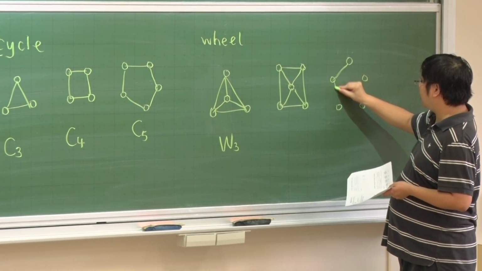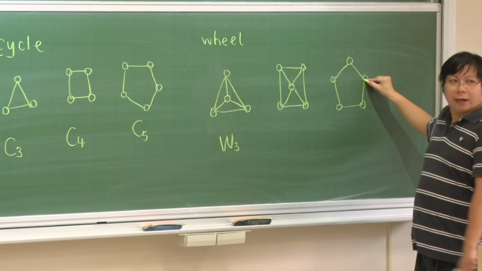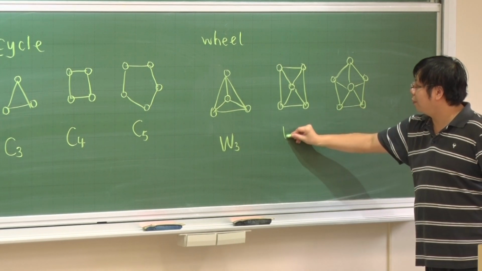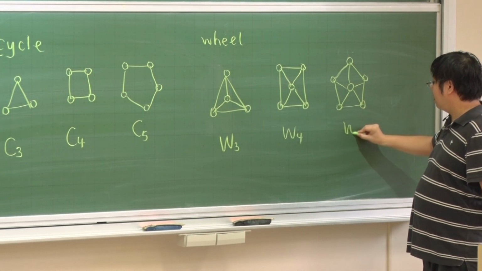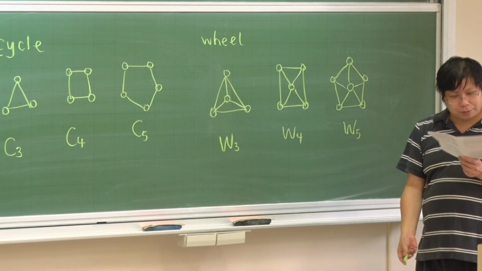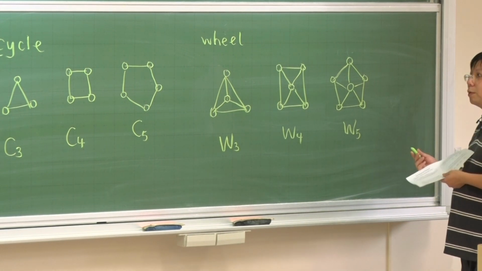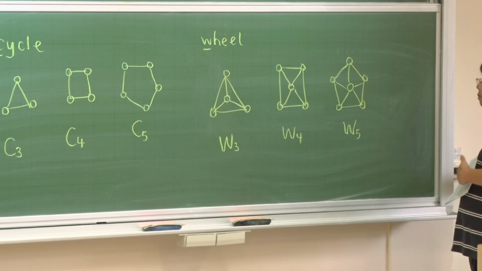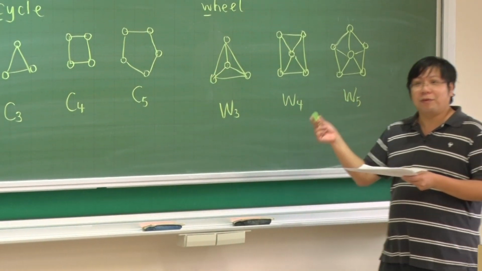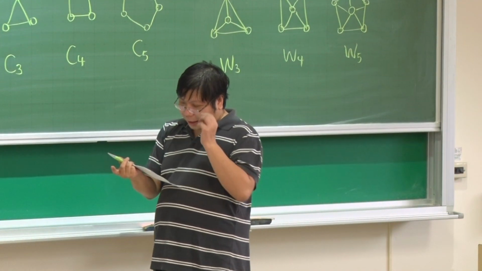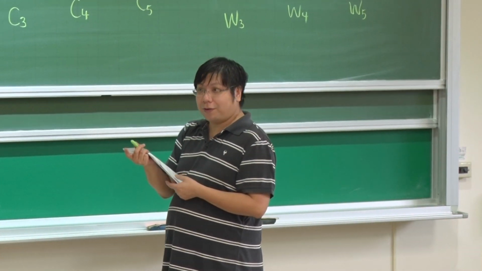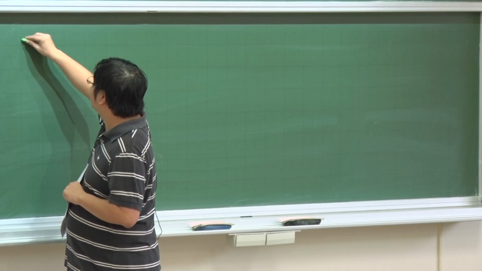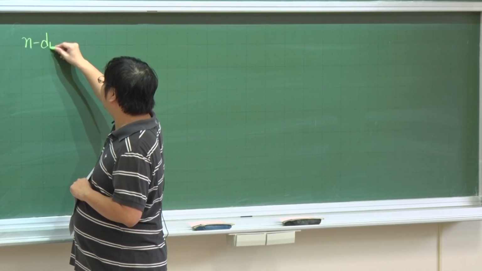We start with a cycle, and then we place something at the center, and we join them to each other. So this is a wheel 4. This is a wheel 5. We use W to represent it because it is the first letter of wheel. Okay? Yeah, simple things. And then we can also have a graph called a cube graph, or n-cube, an n-dimensional cube.